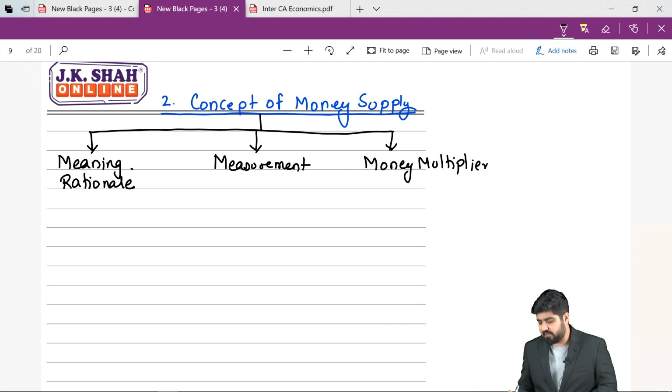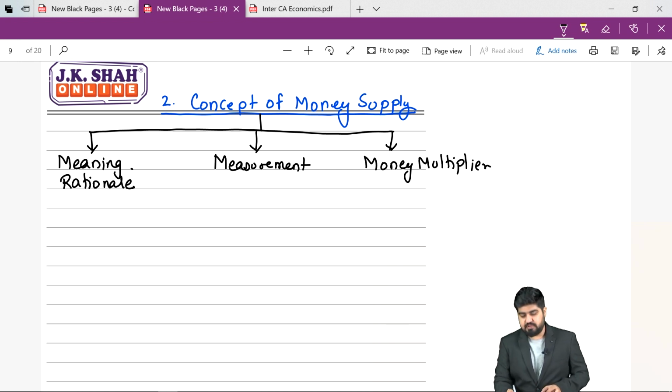Now money multiplier looks like a very small concept here, but let me tell you that's the main part of this entire unit. And one more thing students, please remember this measurement is very important because many a times many questions have come from measurement of money supply.